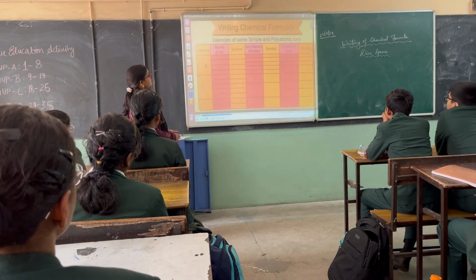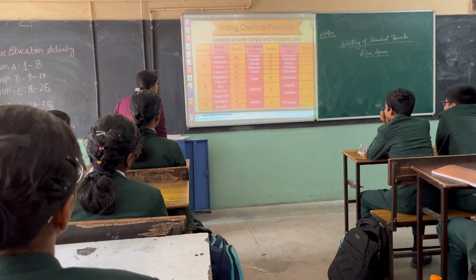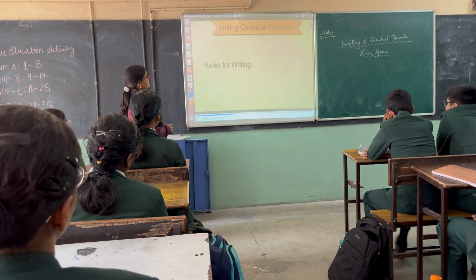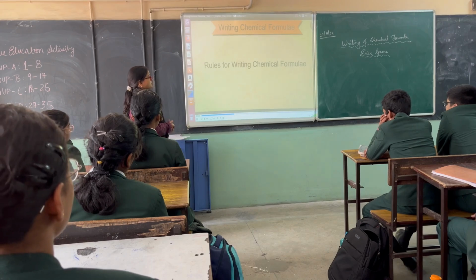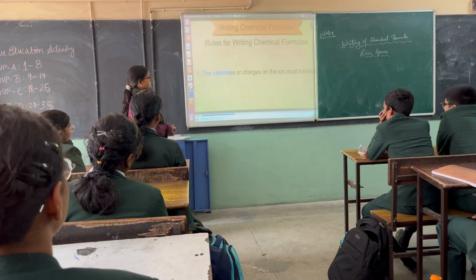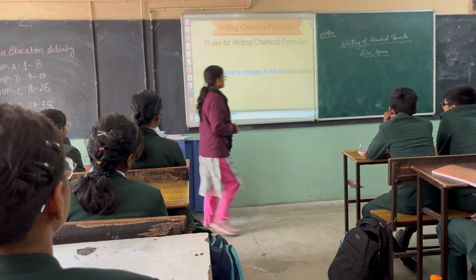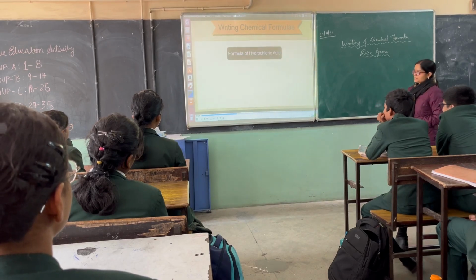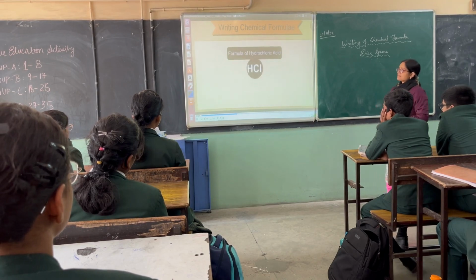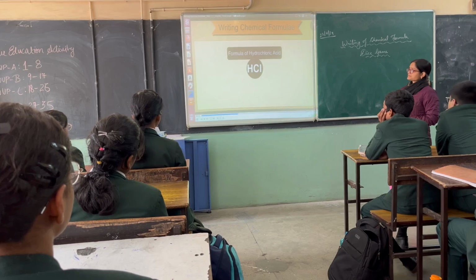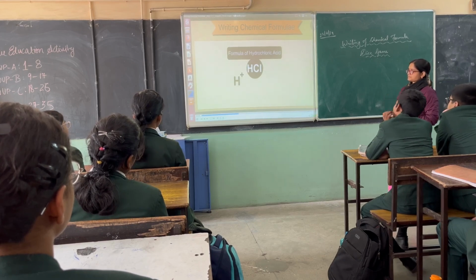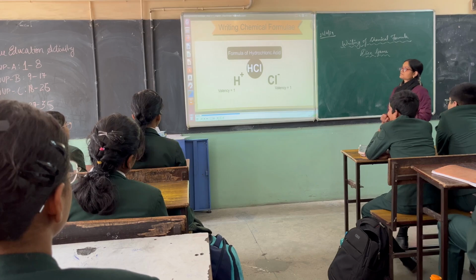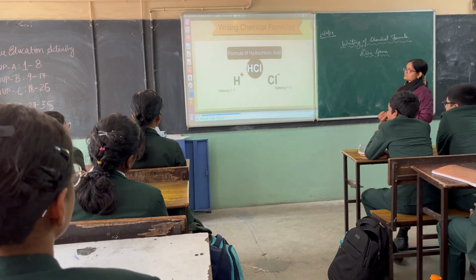Here, you can see the valencies of some simple and polyatomic ions. Let us now look at the rules for writing chemical formulae. 1. The valencies or charges on the ion must balance. For example, the formula of hydrochloric acid is HCl, where the valency of both hydrogen, H+, and chlorine, Cl-, is 1, which is balanced in this formula.